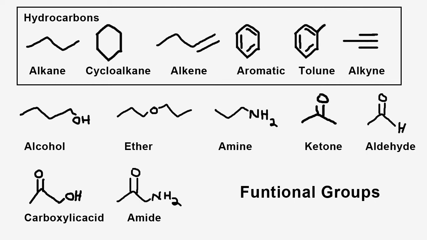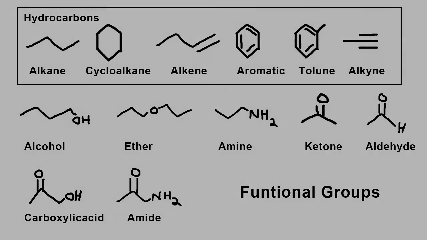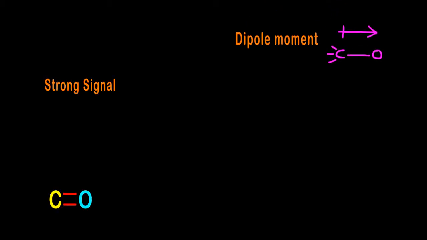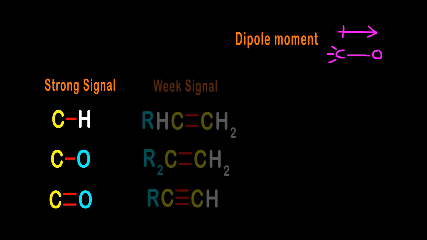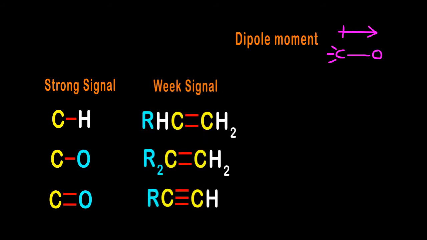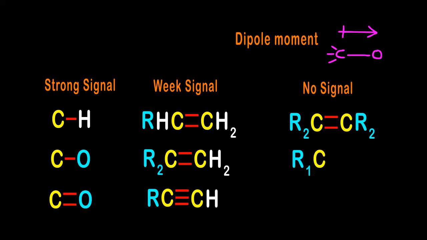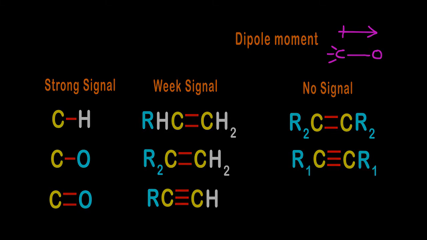Bond polarity is very important for IR spectroscopy. Anything with a strong dipole moment, for example carbon double bond with oxygen as well as carbon single bond with oxygen, gives a strong signal. Similarly, carbon single bond with hydrogen can give a strong signal. A molecule without bond polarity, for example an internal alkene with a carbon-carbon double bond, or similarly an internal alkyne with a carbon-carbon triple bond, cannot be detected by IR.